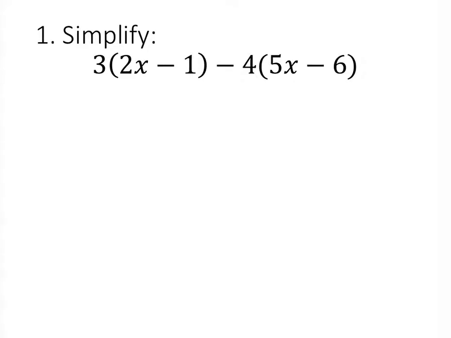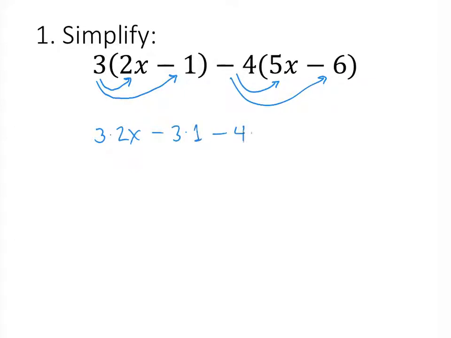For this first one, we're asked to simplify this algebraic expression. The first thing we're going to want to do is distribute the multiplication through our parentheses. So this 3 is going to be multiplied by 2x and also by 1. And this negative 4 is going to get multiplied by 5x and also by 6. So 3 times 2x minus 3 times 1, and then minus 4 times 5x minus 4 times 6.